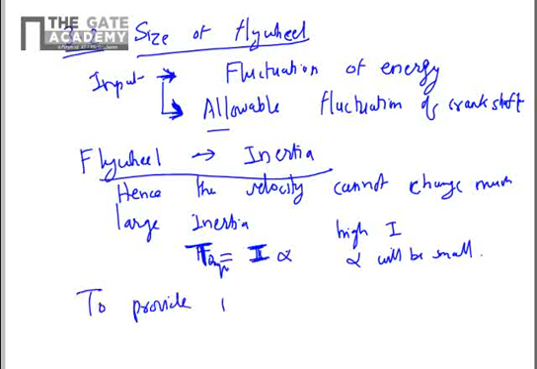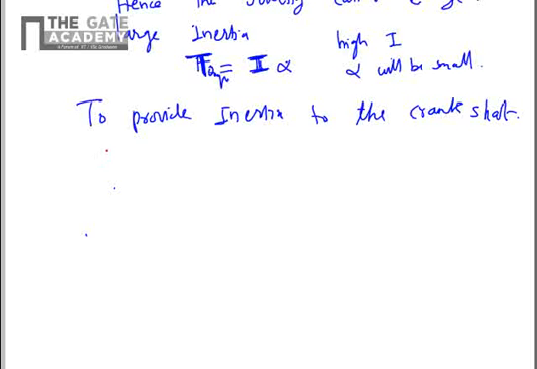Flywheel is to provide inertia to the crankshaft. So that is the basic funda. Now on the crankshaft, you can see different types of flywheels attached. There are two types of flywheel.